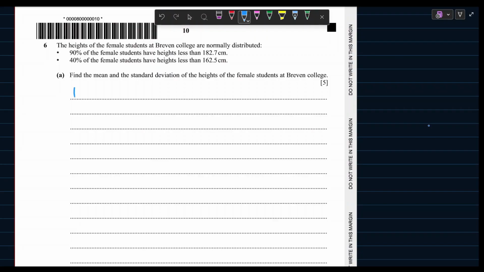Okay, so let's start by finding our random variable H. This is the heights in centimeters of female students at Brevin College.